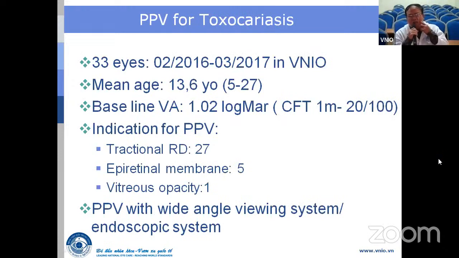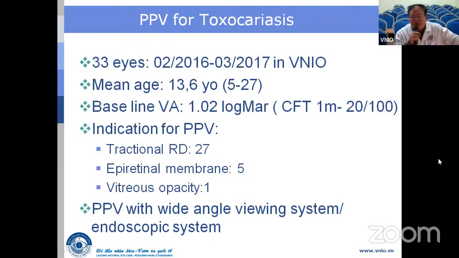Well, two patients. First, we do the research group about 33 eyes of patients. We found that the baseline visual acuity was very limited, quite poor, count finger to 20/100. The indications for PPV, we can see here, retinal detachment, epiretinal membrane 5, vitreous opacity 1 case.